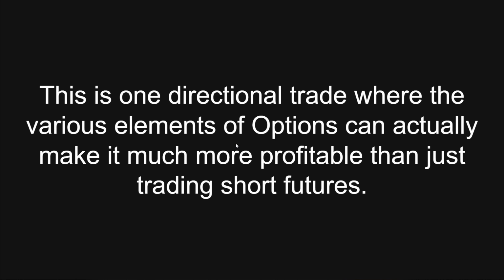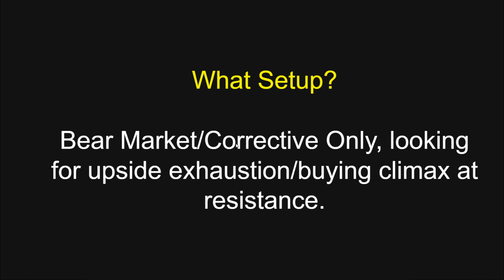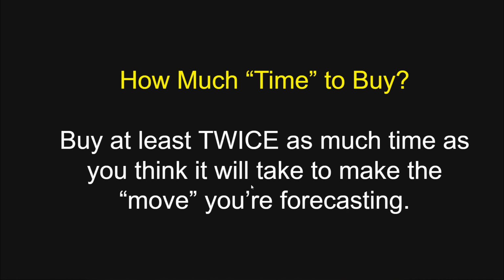Normally, futures are a much better directional trade, but the compounding factor of how Delta and Vega work together in this means that you should be looking to trade options if we're in a bear market like this. So what kind of a setup are we going to make for this? Bear market or corrective market only, looking for upside exhaustion, buying climax at resistance. How much time should you buy of the option? Remember, when we have options, we have to pick the time based on the expiration date. So how much time should you buy? At least twice as much time as you think to make the move that you're forecasting.